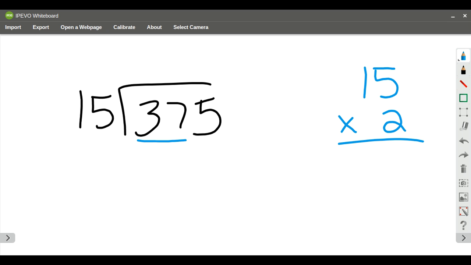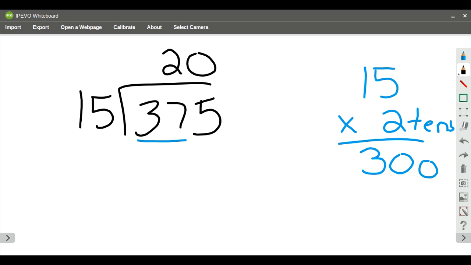is going to be equal to 30. That's near 37. So if I did 15 times 2 tens, or 15 times 20, my answer is going to be 300. So I'm going to write that 20 up above. I'm going to put the 2 here in my spot of the 7, because 15 doesn't go into 3 two times. 15 is going to go into 375 20 times. So I write it up above the tens place value, lining up my tens place value.